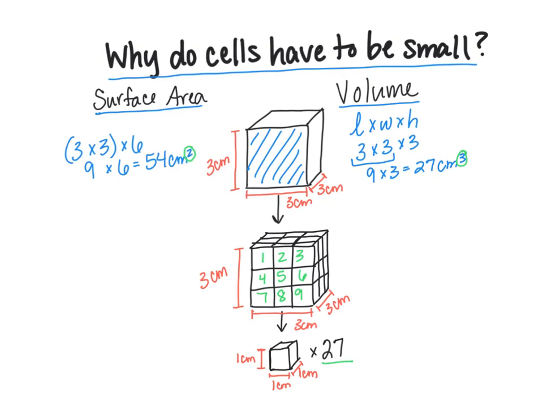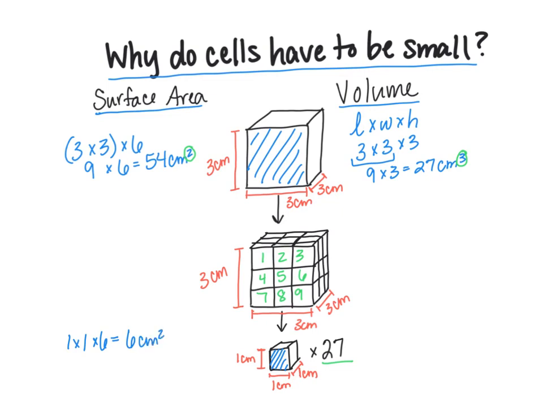So now let's take a look at the surface area and the volume of our new boxes that we've taken by cutting down this big box into 27 smaller boxes. To calculate the surface area, we'll take the length times the width of one side. So that will be 1 times 1. And then because it's a cube, we have 6 sides, so 1 times 1 gives us 1, times 6. So our answer is 6 centimeters squared.